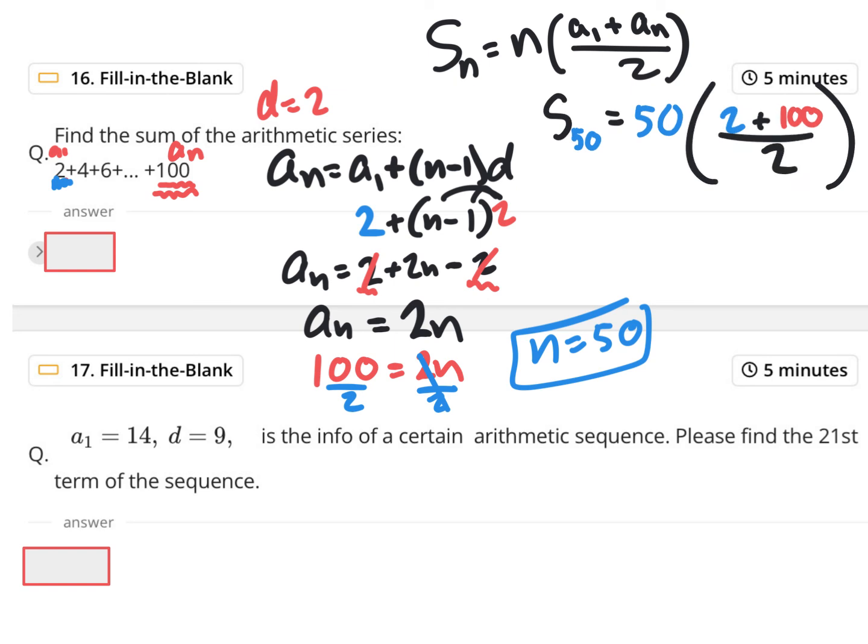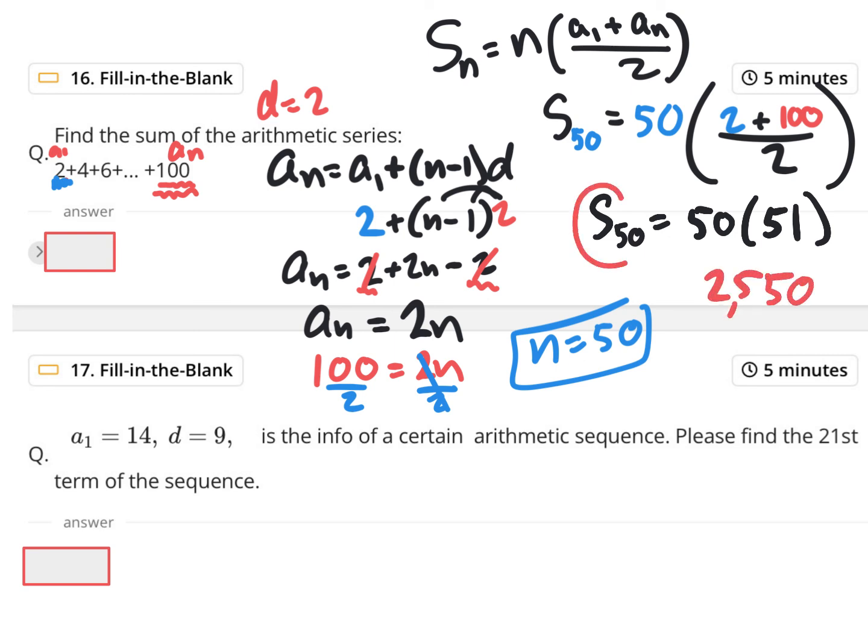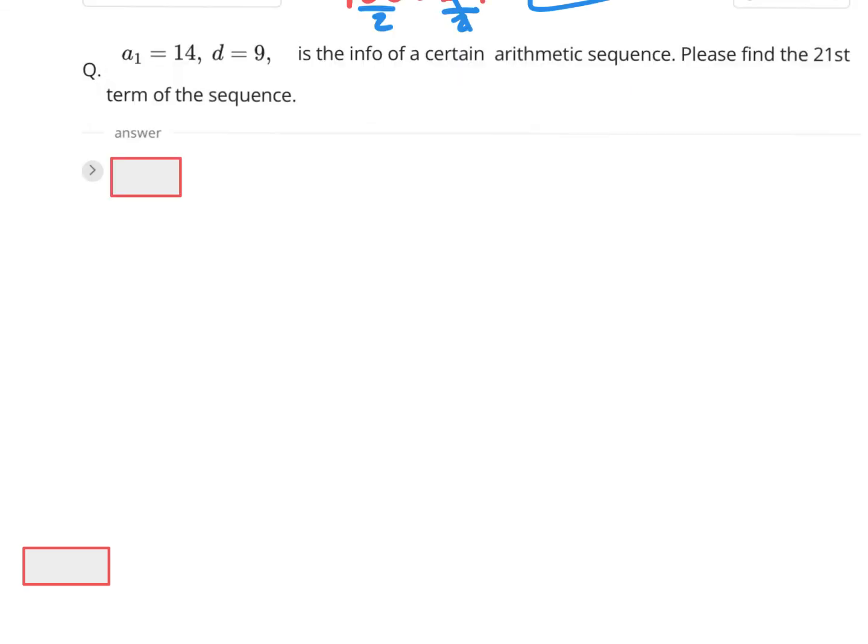So this is the math that we have to do. I would always begin with parentheses. On the inside, I would add 102 divided by 2, and that'll be 51. So the summation of the 50 numbers that we don't even see will be 50 times 102 divided by 2. That's 51. Okay, and 51 times 50 will be the final answer. 2,550. 2,550 is the final answer for the summation of the first 50 terms. Check our answer over here. There it is, 2,550.